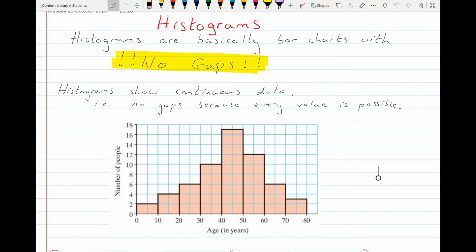We're continuing with statistics and continuing to look at ways of displaying our data. We'll now look at histograms. And on the Junior Cert course, histograms are basically bar charts just with no gaps. That means the bars cover the entire spread of the range, and that's useful for displaying continuous data.